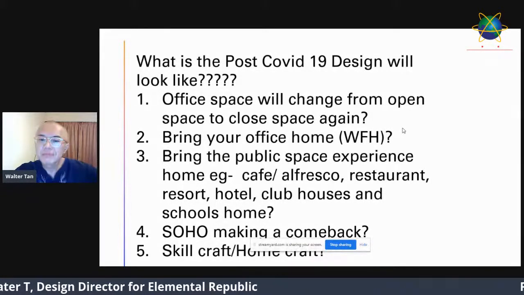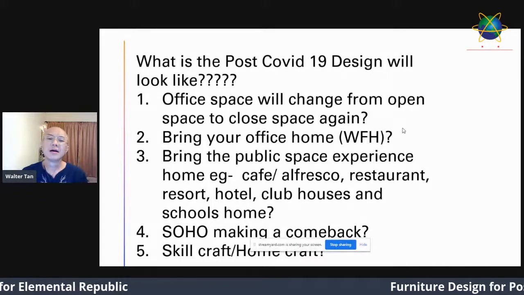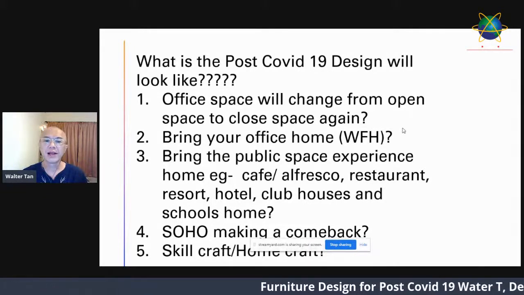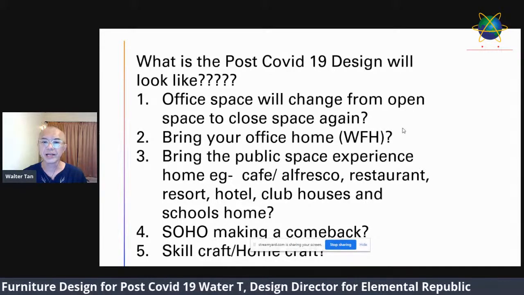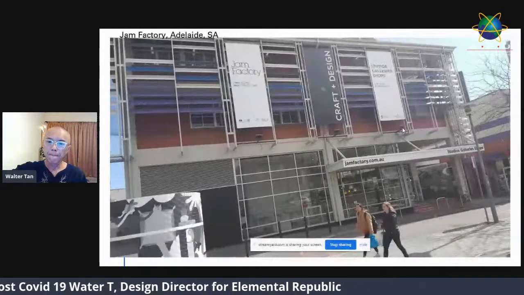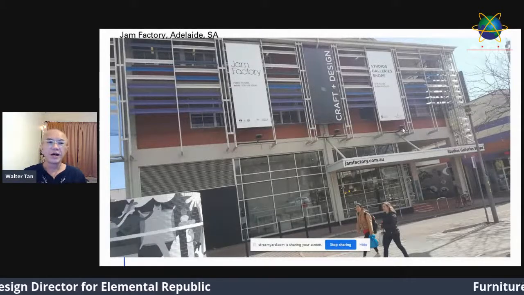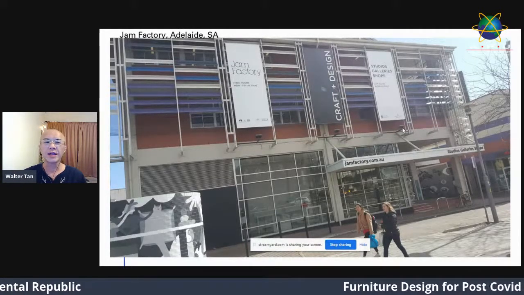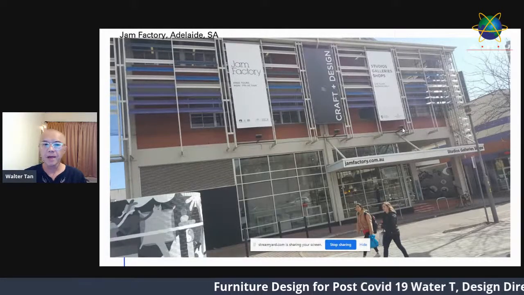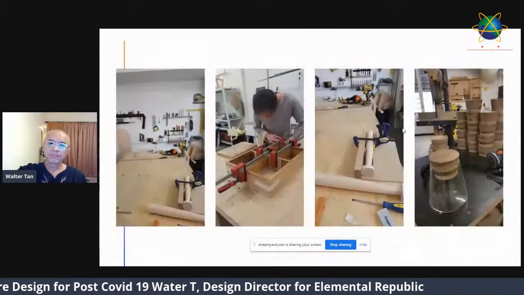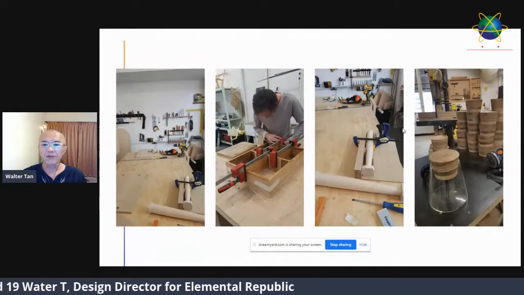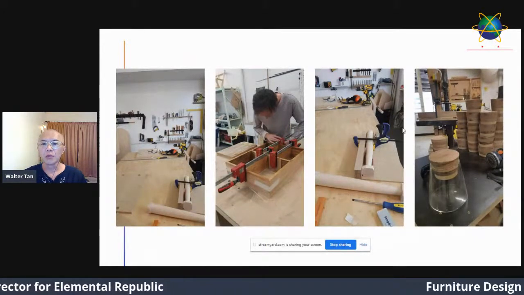Okay, now, skill craft or home craft. I might be wrong, but I think, and Ikang might agree with me, it's actually the designer maker. Now this is a jam factory in Adelaide, South Australia. In this jam factory, they are promoting craft, or I call it blue collar.